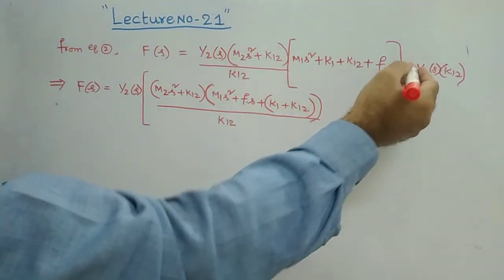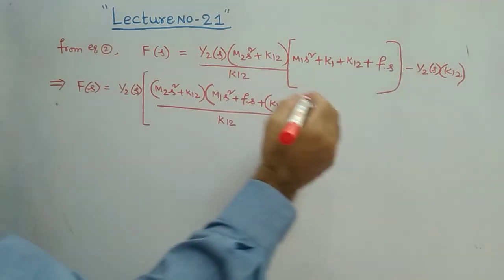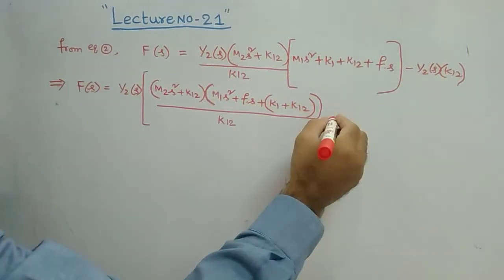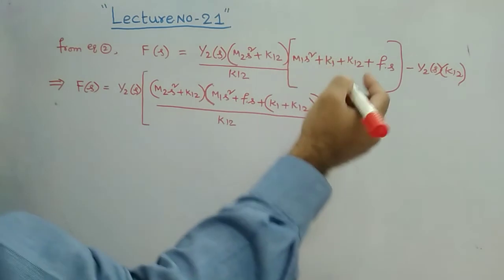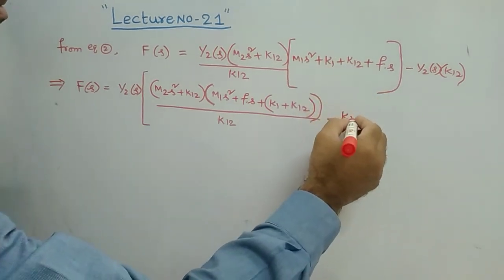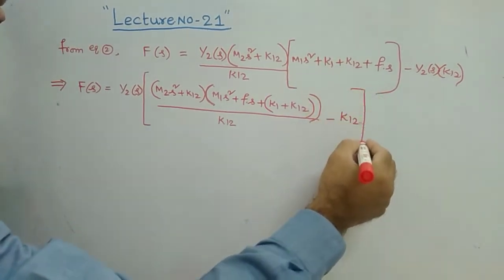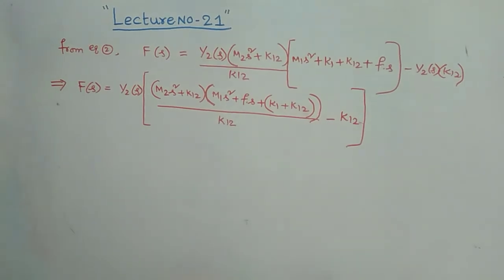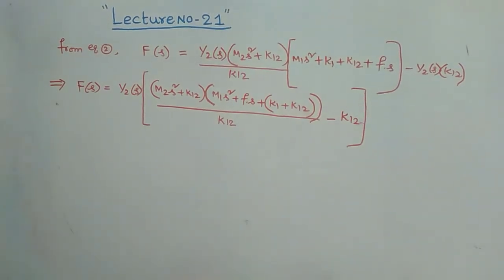Okay, so here it comes already, you have minus, already y2 of s we have taken common, then it is k12. That's all. Okay, then you can further simplify, no problem. So this is a little bit mathematical thing, simplification basically.